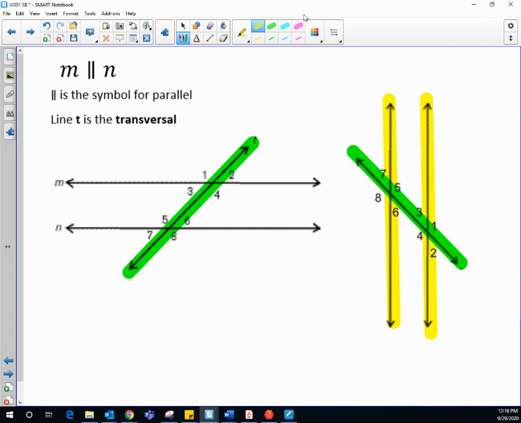Okay. So I also want you to, when we say alternate, you want on opposite sides of a transversal, versus same side, it's going to be on the same side of a transversal.